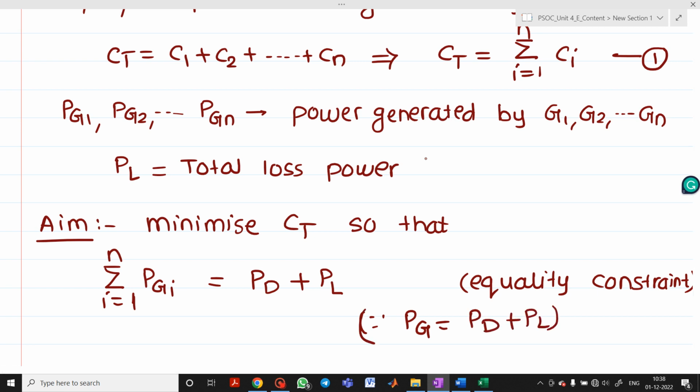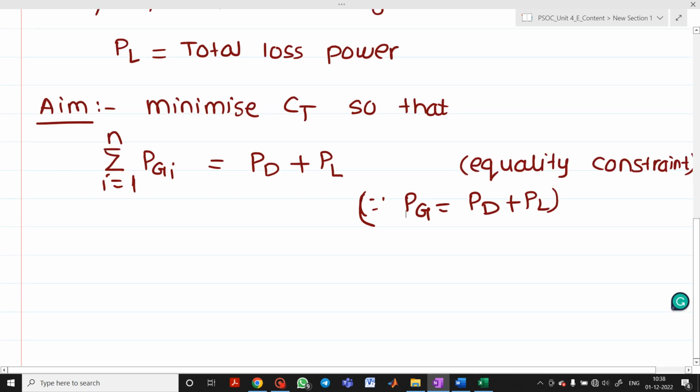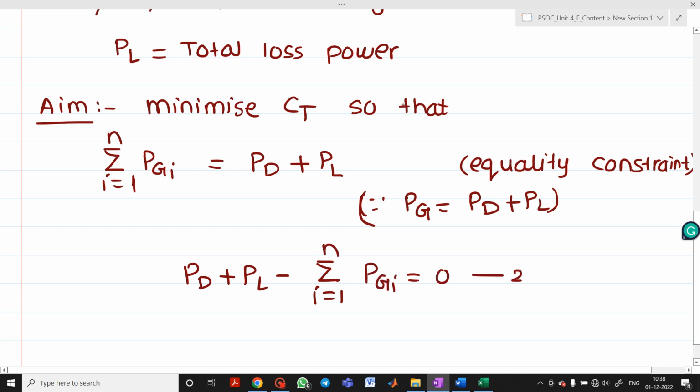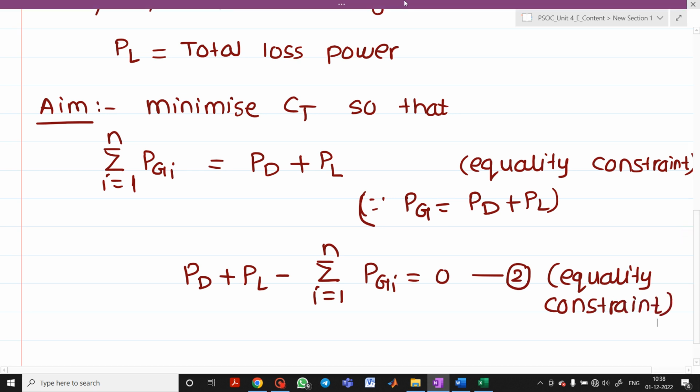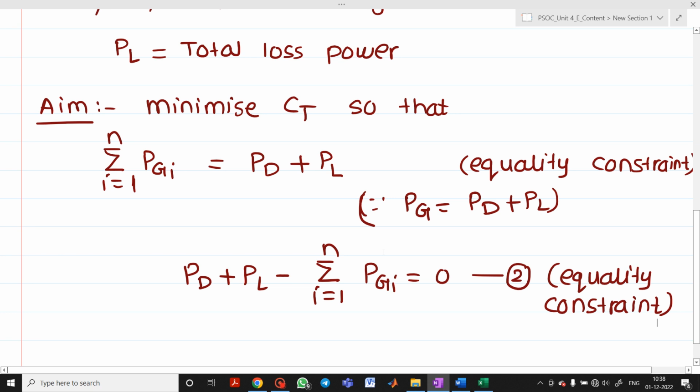Okay, beyond that some kind of generation has to be there. So from the equality constraint, I will write this expression as PD plus PL minus summation i equal to 1 to n PGi, which will be equal to 0. I will mark this as equation number 2. This will be your equality constraint, but what kind of equality constraint is it? It is the equality constraint when we are taking into consideration the power loss.